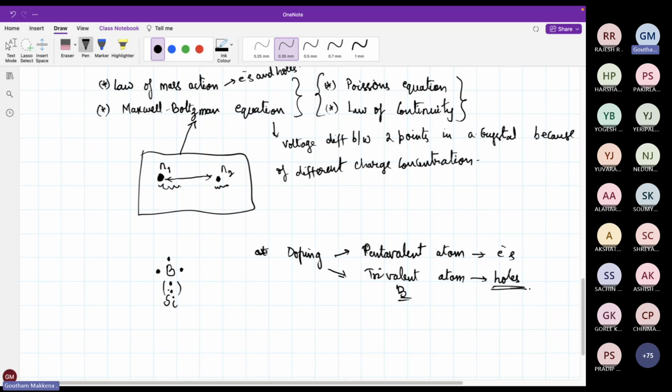Okay, and after some amount of time, this might be freed and it would have moved into some other location. So in effect, what happens is you feel like a positive charge has moved from this location to this location. So that is nothing but a hole. In reality, a hole is not present.